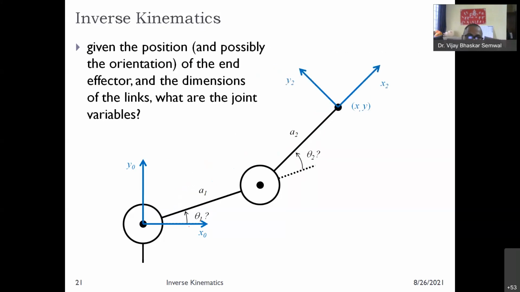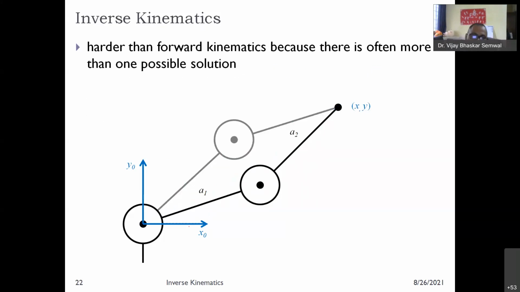Now let us solve inverse kinematics for a two link manipulator. Forward kinematics we have already solved. What is the forward kinematics equation? x and y: x equals a1 cos theta 1 plus a2 cos theta 1 plus 2, y equals a1 sin theta 1 plus a2 sin theta 1 plus 2. This is forward kinematics. But inverse kinematics is hard, because I need to find theta 1 and theta 2.